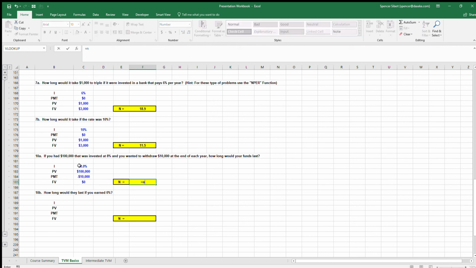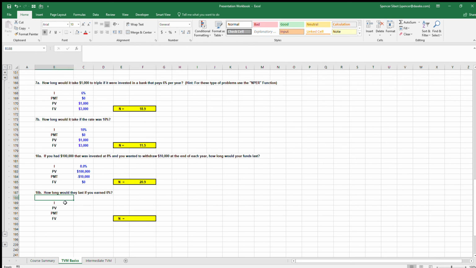Alright, so number of periods. We've got the rate, which is 8%. We've got our payment, which is negative 10,000. Present value is 100,000, and your future value is 0. Go ahead and get that, and it looks like your money's going to last 20.9 years, or periods, whatever you dictate those periods are. Oh, it says at the end of each year, so your periods are years. So your money would last 20.9 years, or almost 21.